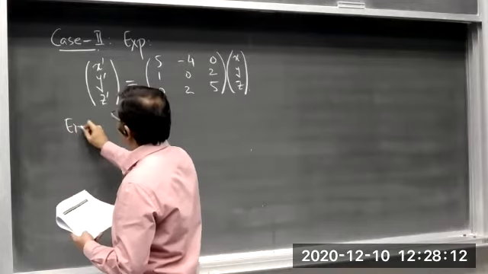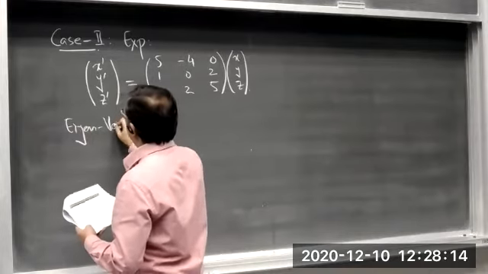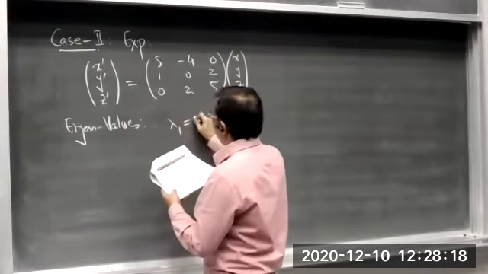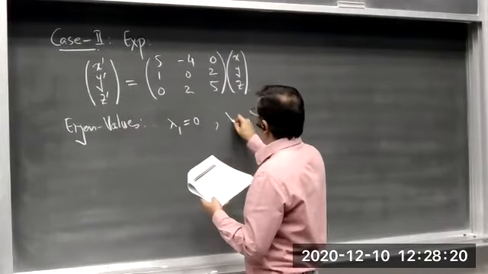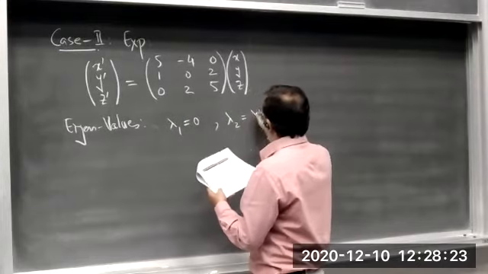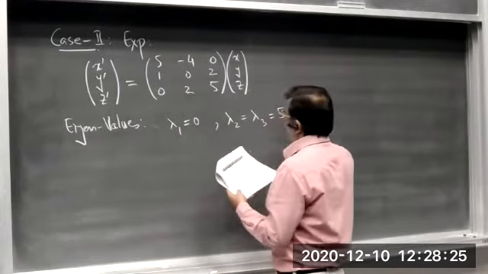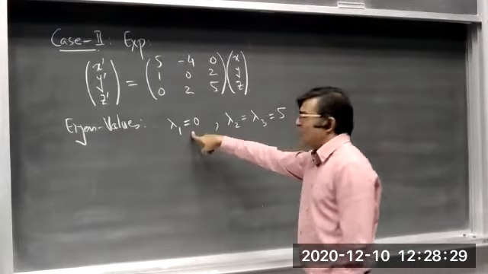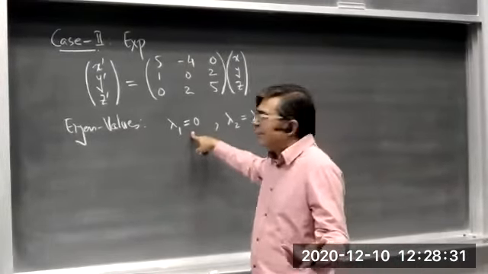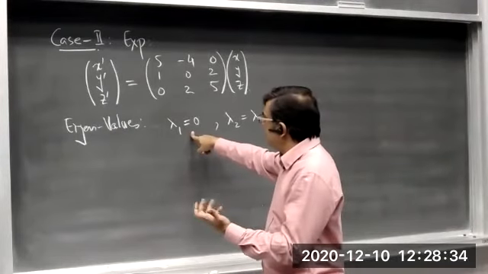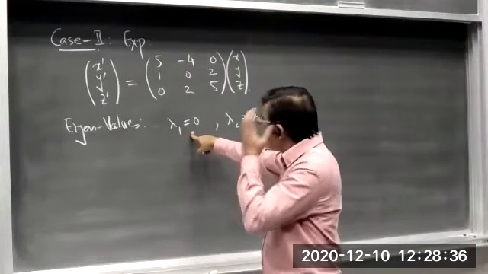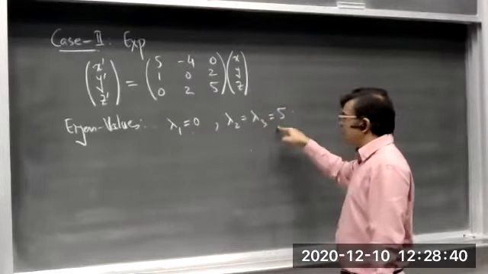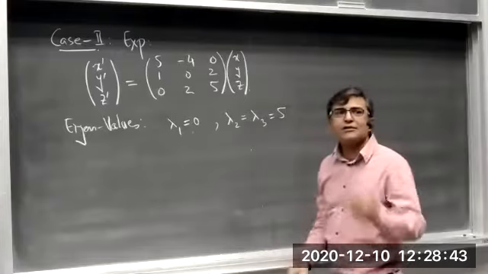So I hope you can find the eigenvalues easily now. Eigenvalues are lambda 1 equal to 0, and lambda 2 equal to lambda 3 equal to 5. So the algebraic multiplicity of lambda 1 is 1 because it appears only one time. Now this other one is repeated 2 times, so its algebraic multiplicity is 2.